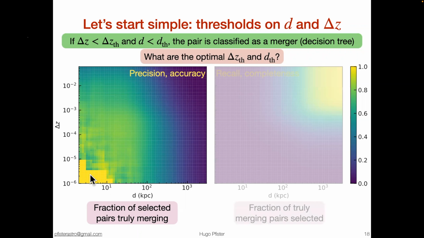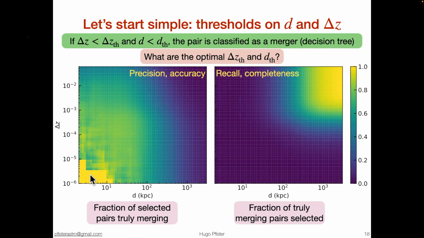But your completeness or recall will be very low. So the completeness is the fraction of truly merging pairs which are selected. So the issue, if you take very restrictive thresholds, is that you will miss most of the pairs. So your completeness will be very low. And vice versa, if you take very loose thresholds, your completeness will be very high. You will select all the mergers, but your accuracy will be very low.